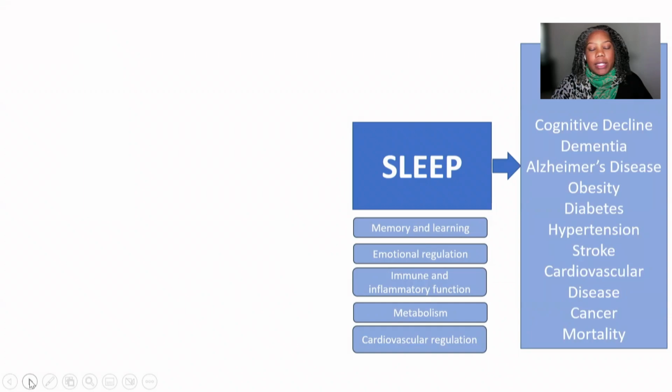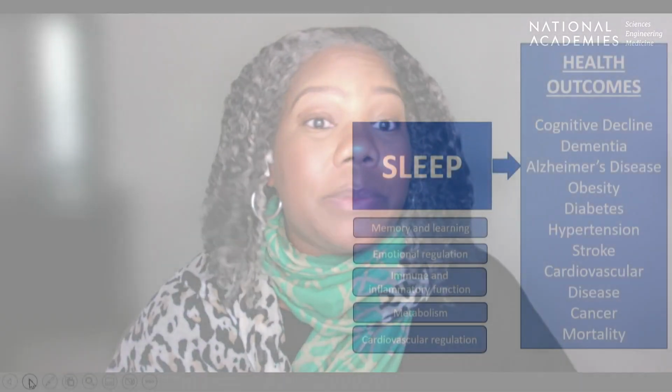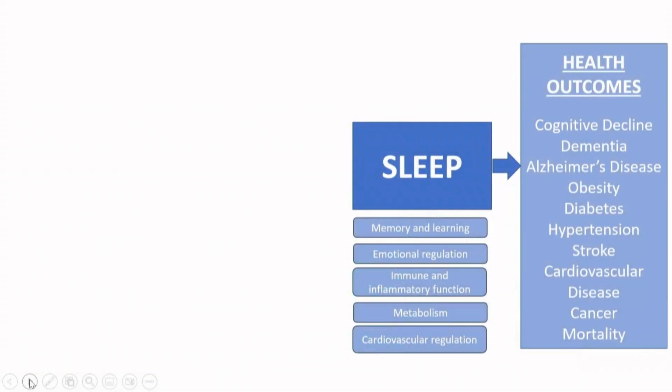And so we cover sleep health, including short sleep duration, poor sleep efficiency, and other sleep difficulties, in addition to sleep disorders such as insomnia and sleep apnea, that are associated with a number of adverse health outcomes, including cognitive decline, dementia, cardiovascular risk factors such as stroke, as well as mortality. So this all points to sleep as a vital component to our quality of life.